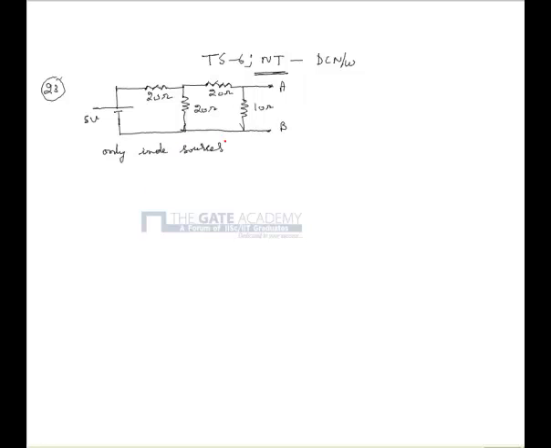So the Norton's current IN is given as the short circuit current between the terminals A and B, and Norton's resistance Rn is given as the resistance Rab as seen from terminals A and B when the sources are replaced by corresponding internal resistances. First, we will find the Norton's current. For this, we have to short the terminals A and B and find the short circuit current between terminals A and B.